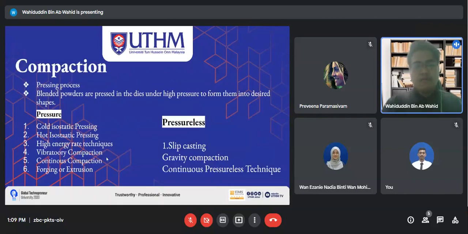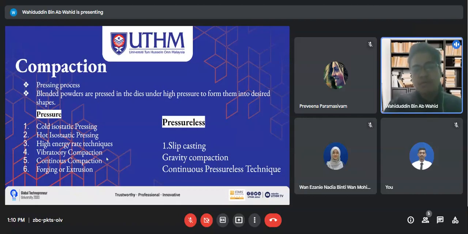Okay, let's go for the compaction. Compaction is a pressing process. The blended powders are pressed in the dies under high pressure to form them into the desired shape. The compaction can be divided into two types. First is pressure, and the second is pressureless.